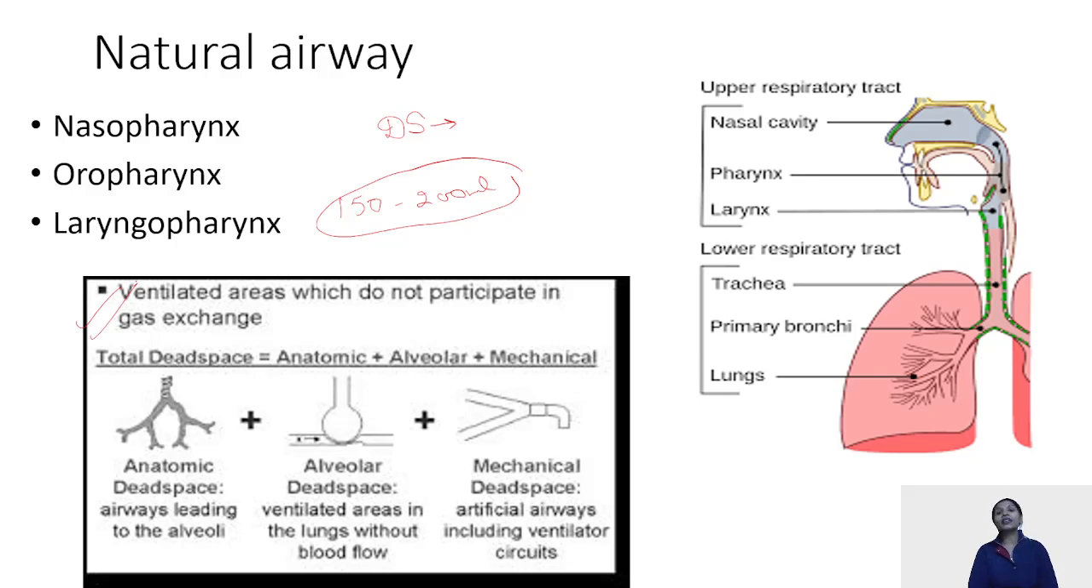The mechanical dead space is the artificial airway, like your breathing circuits and your face mask. The volume of those breathing circuits forms a dead space because they have oxygen in them, but they don't have any perfusion for the exchange to occur. This forms the total dead space: your anatomic dead space, alveolar dead space, and your mechanical dead space.